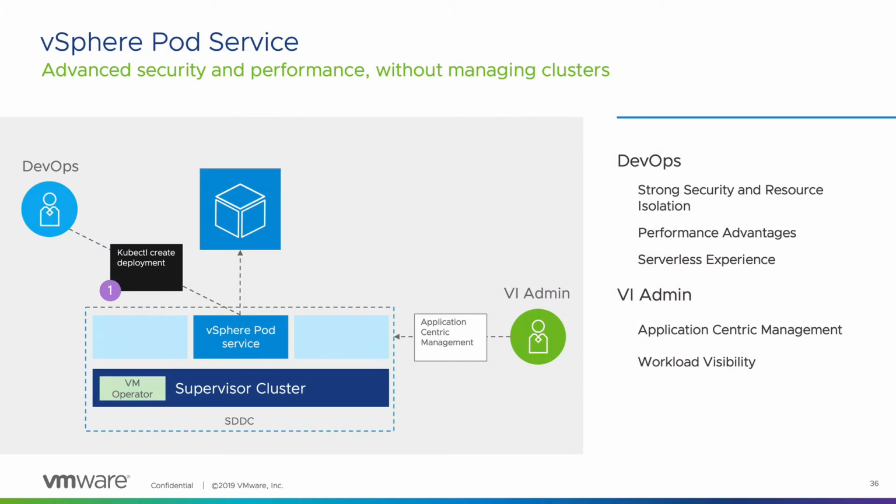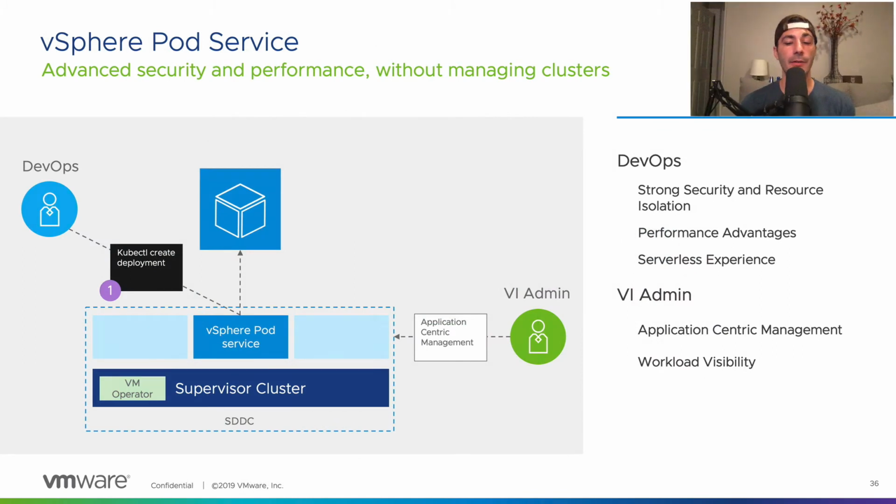Now, the one unique thing that's available inside of vSphere 7 with Kubernetes is the vSphere Pod Service. The vSphere Pod Service is the ability to run, I don't want to say native, but it is running pods directly on, almost like on the hypervisor itself. What this does is it gets you better performance advantages. This also gives you, as it says here, a serverless type of experience.